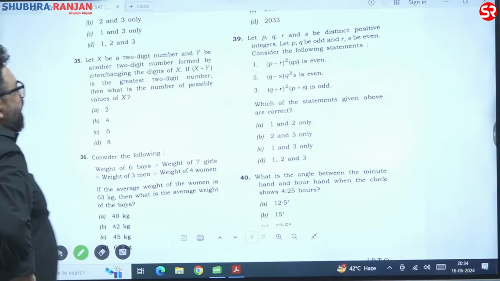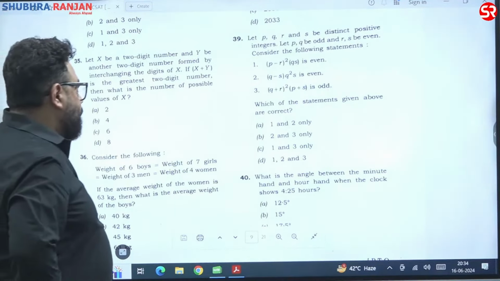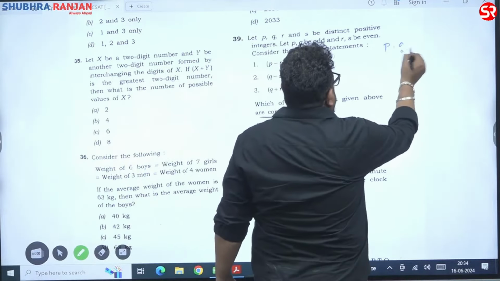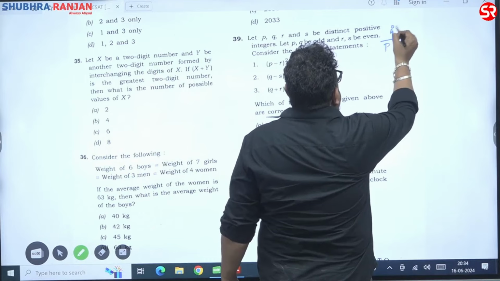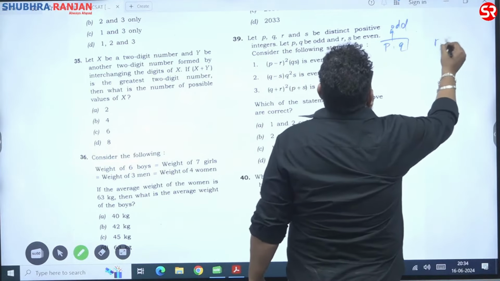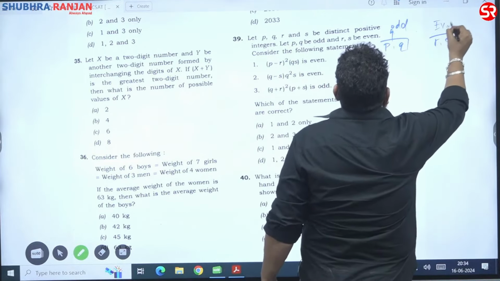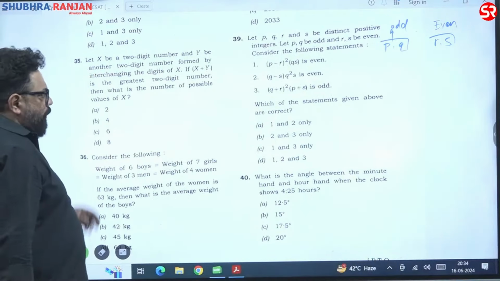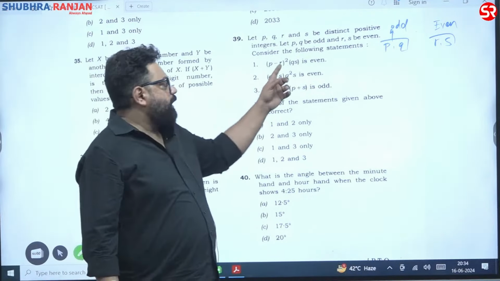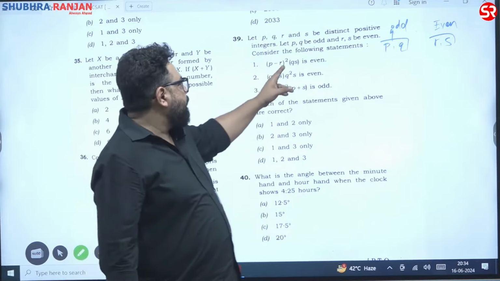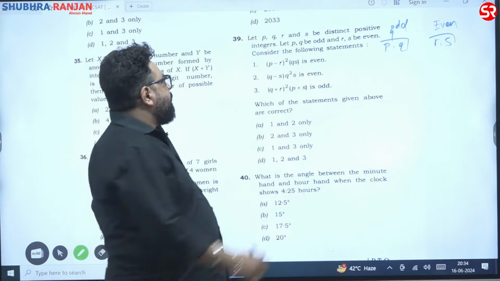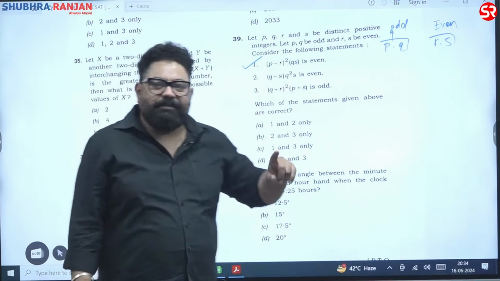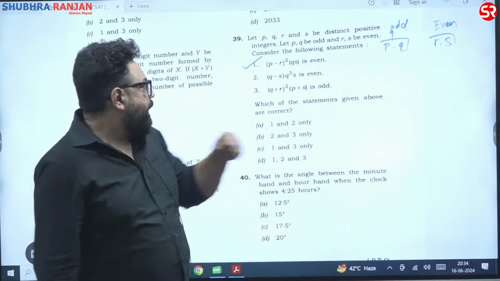Let P, Q, R, S be distinct positive integers. P and Q are odd, so I'm writing it. P, Q, they are odd, right? And R and S, they are even. So he says, consider the following statements. See, (P minus R) whole square is a positive number and Q into S. Because S is even, definitely this is even. Done. No issues. S is an even number, into any number is an even number, right?